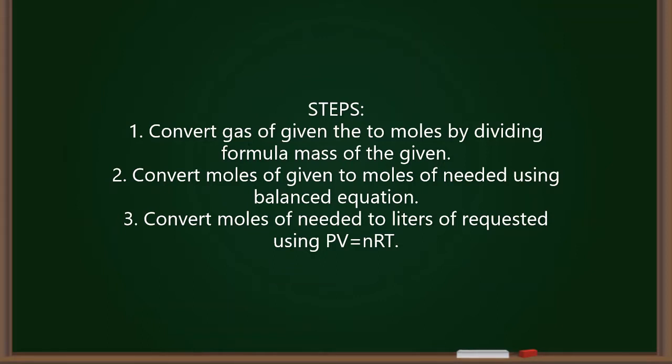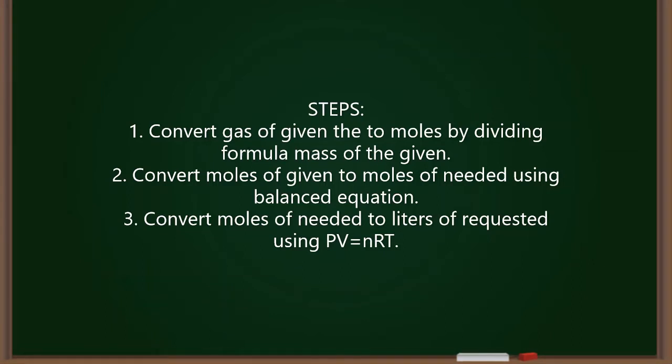And our third step is convert moles of needed to liters of requested using the ideal gas law, or PV equals nRT. And as we all know, R is always constant. So, diba, ang R nato is 0.0821 liter atmosphere per mole Kelvin. So that is the ratio, or the equivalent of R. So these are the 3 steps para ma-solve na atong mass-volume stoichiometry.